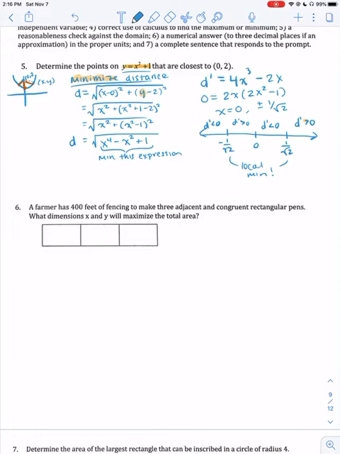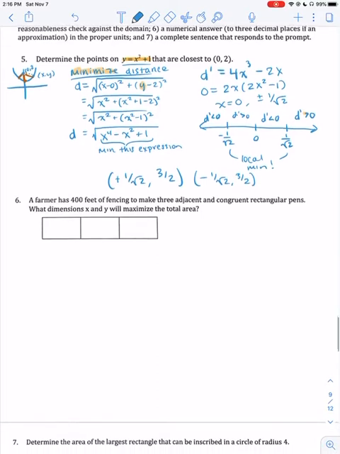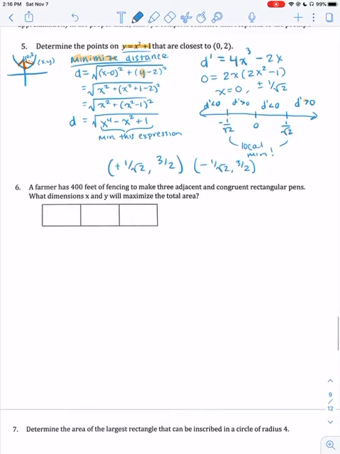And so then you should also find the y values. And so what you should end up getting are these points. You should get positive 1 over root 2, comma 3/2, and then you should get negative 1 over root 2, 3/2. And remember, you should include a sentence responding to the prompt. So you should basically write that in a complete sentence, and you should state how you know, because d prime switched from negative to positive.